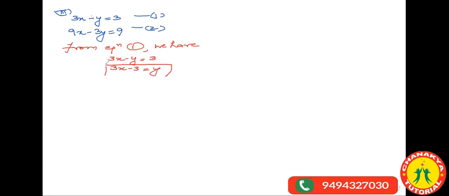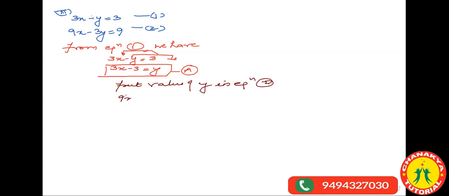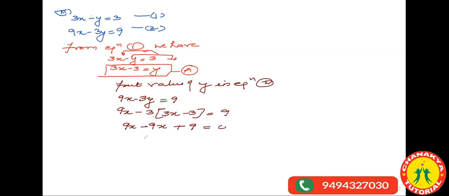May I write like this? Yes, ma'am. I have transposed this 3 to the left hand side and y to the right hand side. Okay? Now put the value of y in equation 2. So 9x minus 3y is equal to 9. Now put the values: 9x minus 3 into 3x minus 3 is equal to 9. So now see, 3 times 3x is 9x, minus minus plus 3 times 3 is 9, is equal to 9.